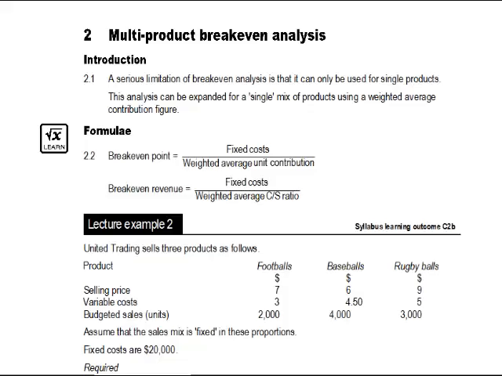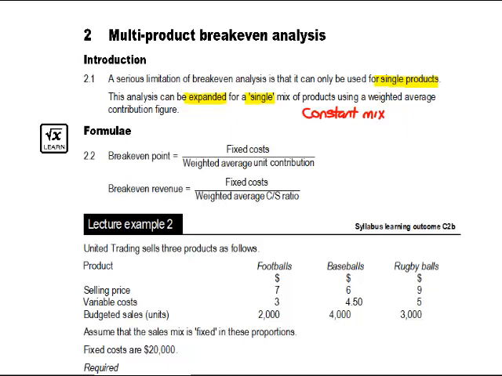A serious limitation of break-even analysis is that we can only use it for one product, a single product. So in section 2, we're going to look at something called multi-product break-even analysis. Now what we can do is we can expand this analysis for a single mix of products using a weighted average contribution figure. For this to work, we've got to be working with a constant mix of products.